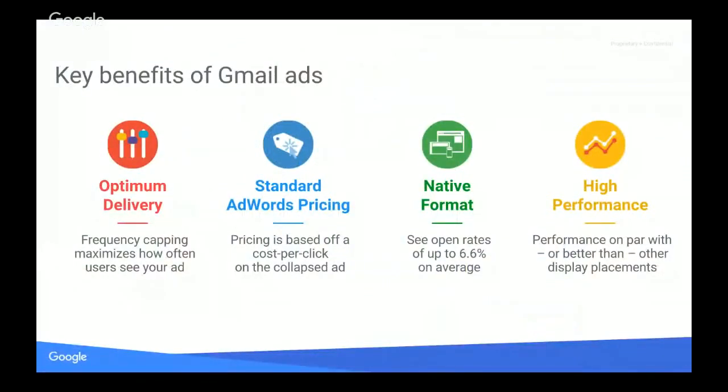Key benefits: optimum delivery, which is frequency capping maximizes how often users see your ad. Standard AdWords pricing. Pricing is usually based off cost per click on the collapsed ad. Native format. See open rates of up to 6.6% on average. And high performance, which is performance on par with or better than other display placements.